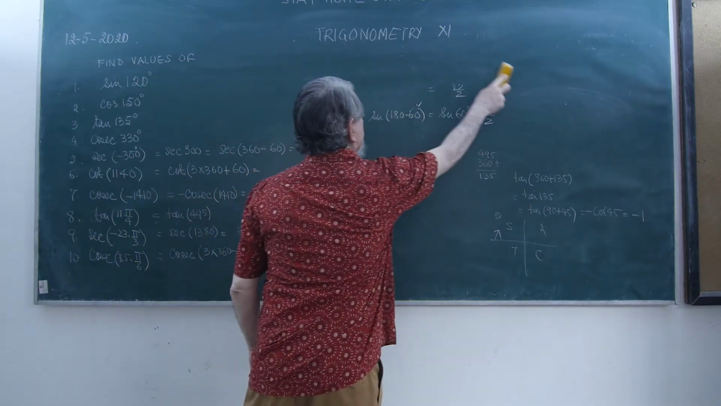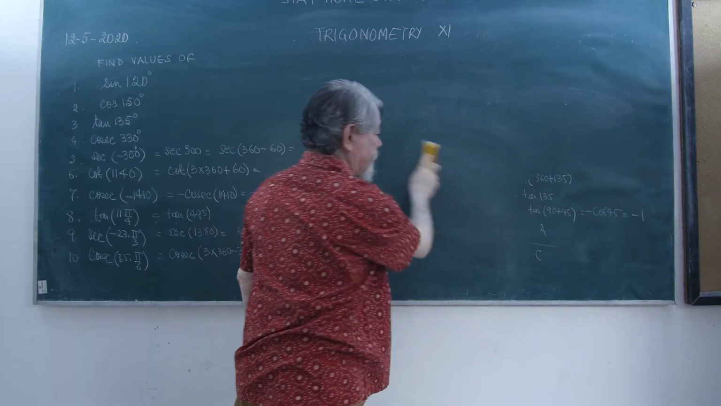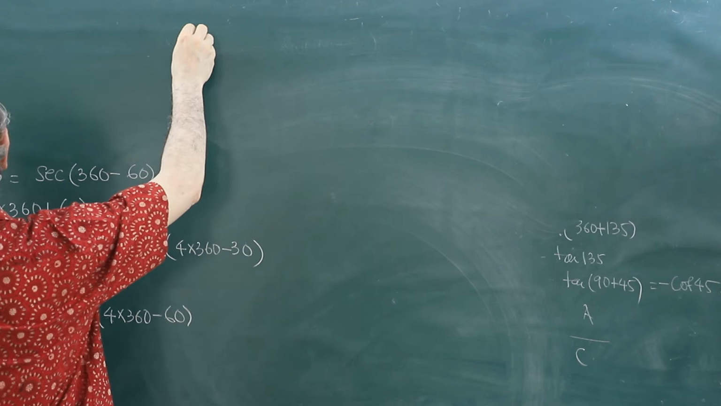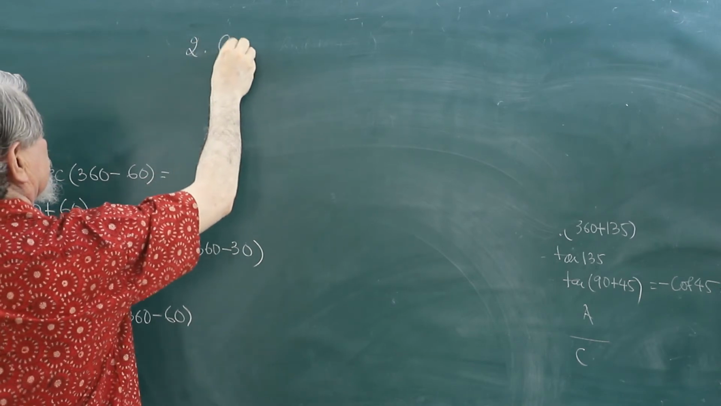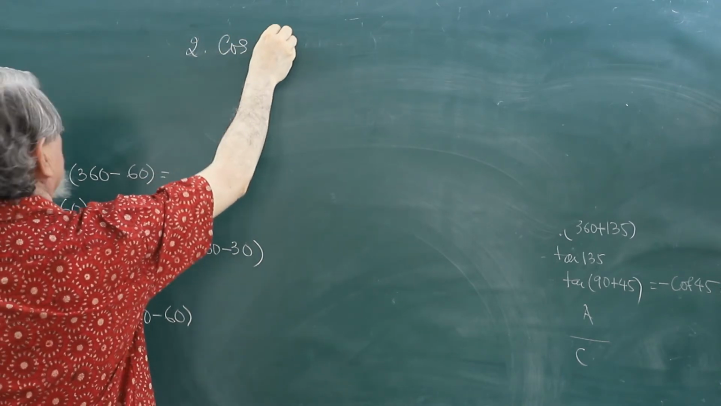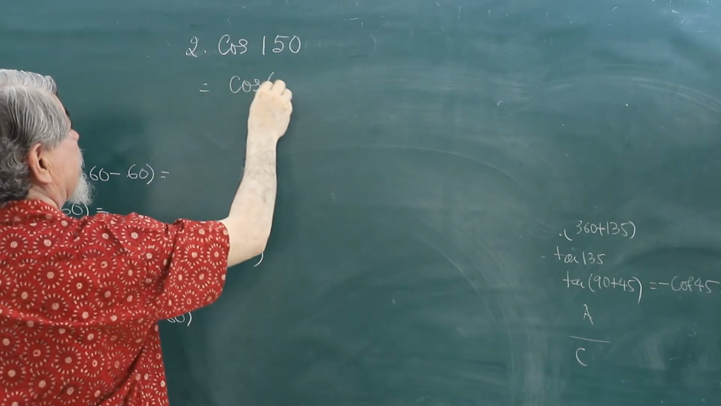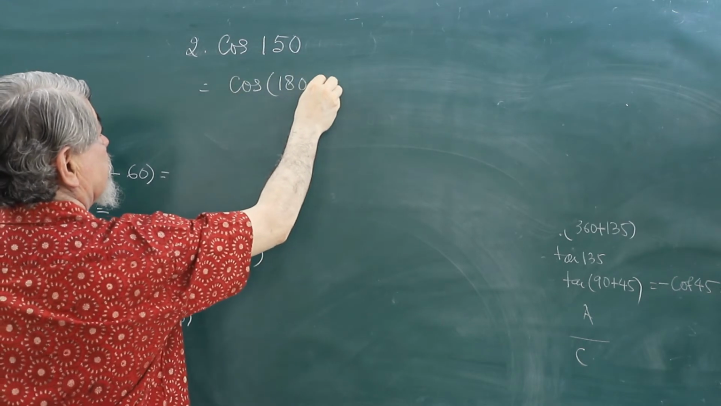Let us see the next question. Like it is cos 150. It could be simply written as cos 180 minus 30.